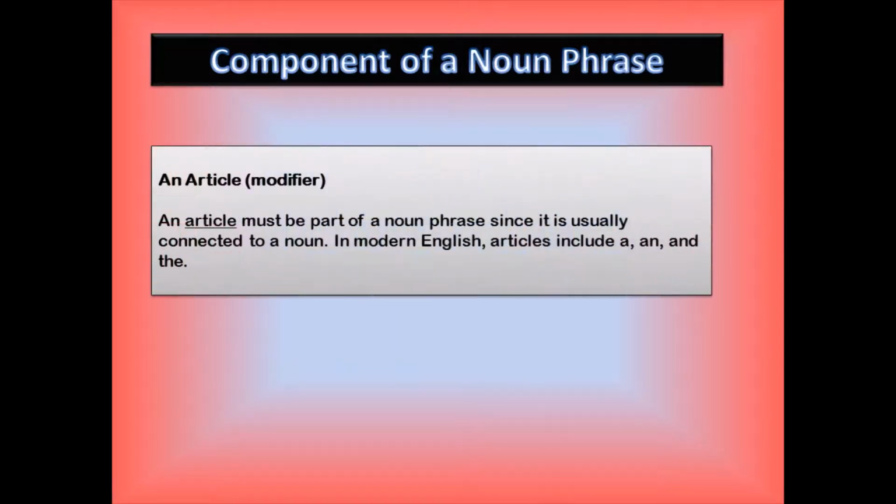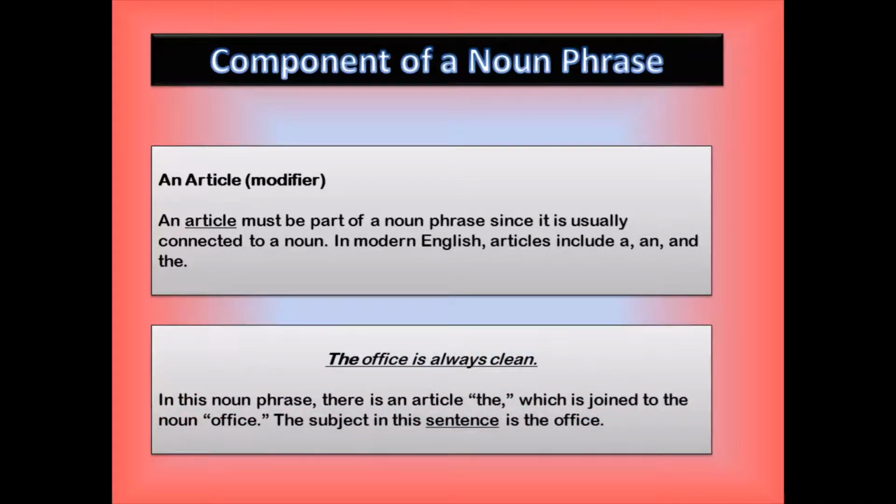Aside from a noun, we have an article or modifier. An article must be a part of noun phrase since it is usually connected to a noun. In modern English, articles include a, an, and the. Here is an example. The office is always clean. In this noun phrase, there is an article the, which is joined to the noun office. The subject in this sentence is the office.